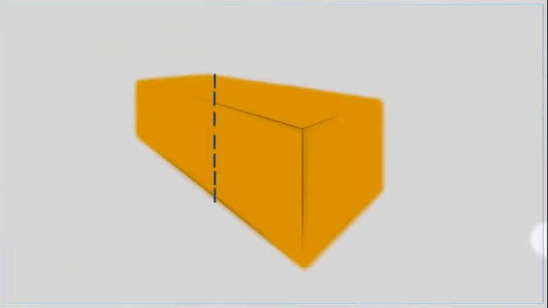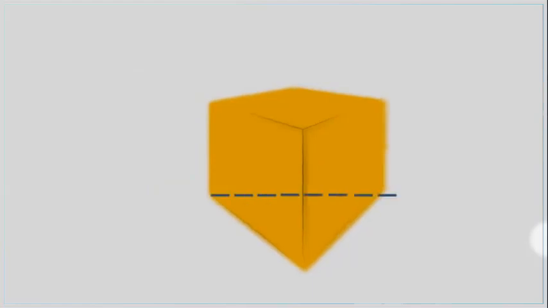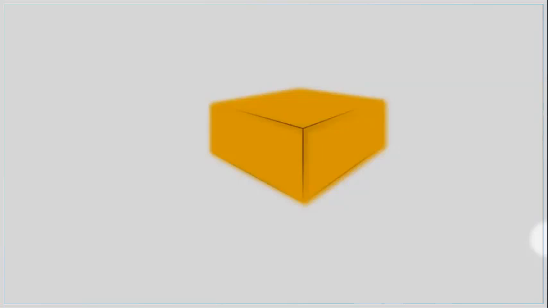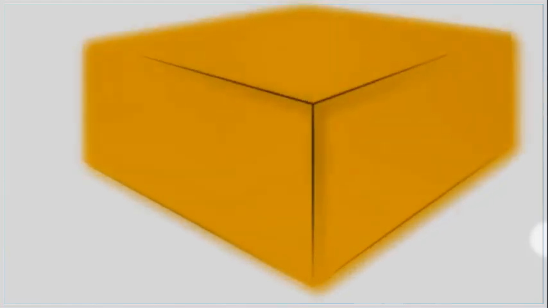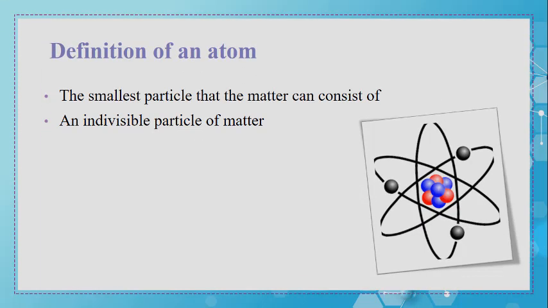For example, if you take a block of gold and chop it in half again, and again, and again, for a very, very long time, you would eventually get to a point where you can cut no more and be left with the smallest piece of gold possible, an individual gold atom. So, what is an atom? The atom is the smallest particle that matter can consist of. An atom is an indivisible particle of matter.